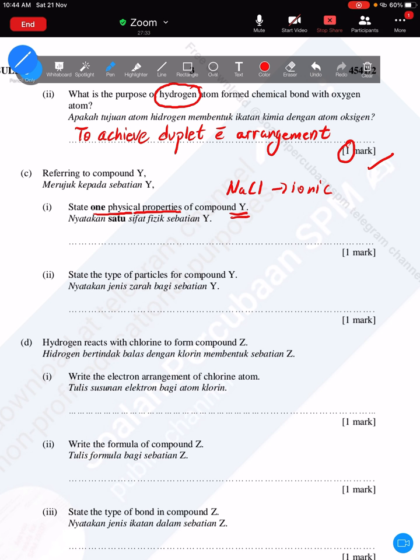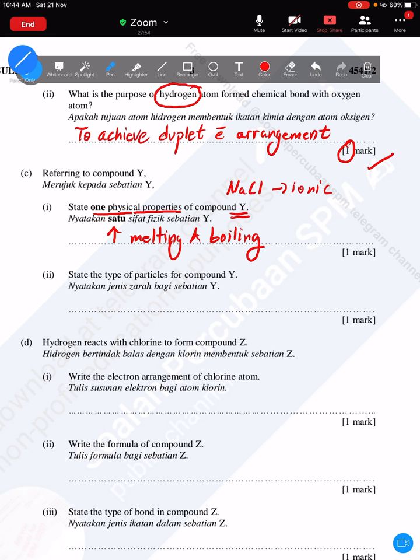Very good, very good. High melting and boiling point. Okay, guys, please spell it out here during SPM. Don't use symbols like this. High melting and boiling point. Enough. Let's look at the next one.